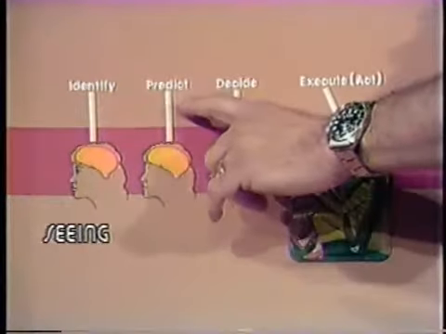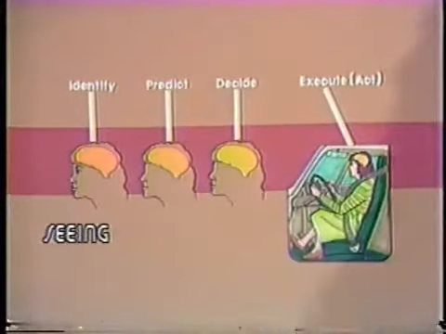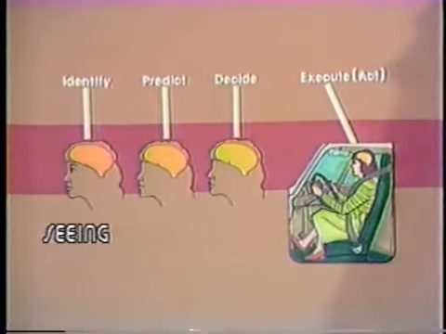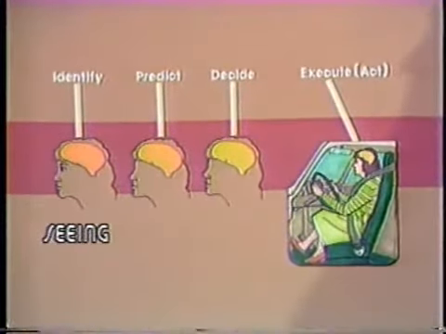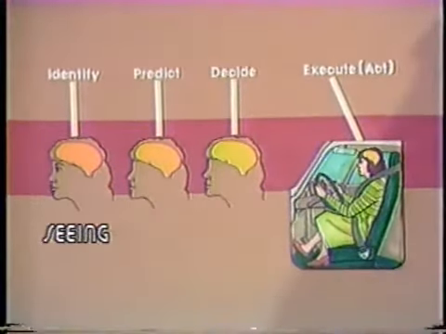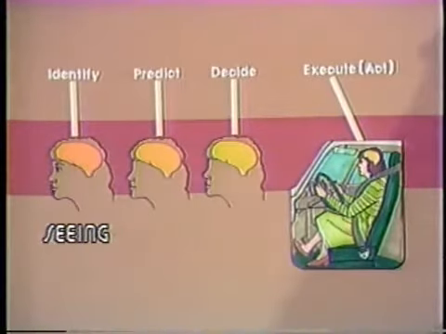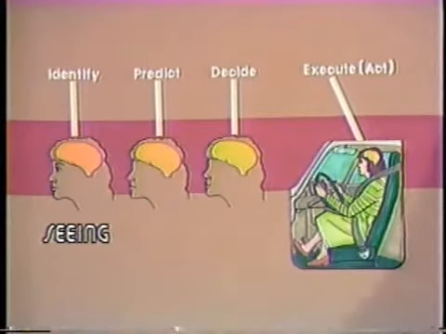The predicting or predict is the driver capable and able to predict what potential hazards might occur after he has identified them? And has he been able to decide what evasive action he will take in the event that his prediction does become a reality? This we referred to as the thinking process.